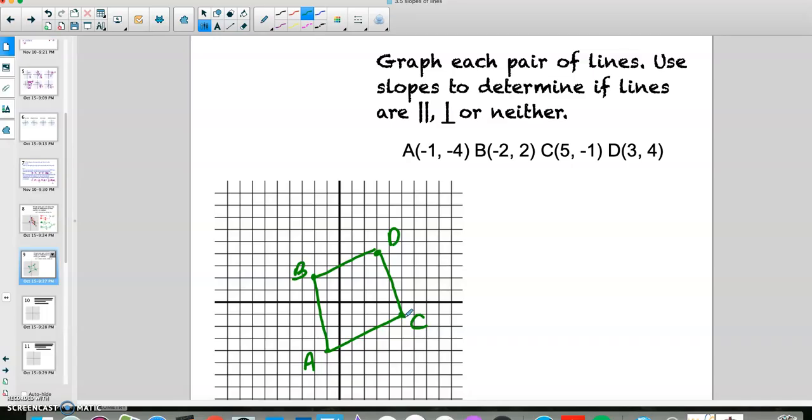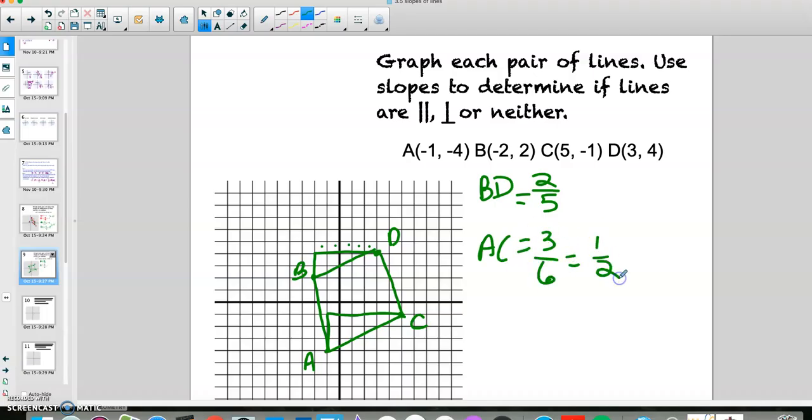I feel like one of my points is not right. Negative 5, or 5, negative 1, 3, 4, 2, negative 2. Okay, they're all right. All right, so let's go ahead and try BD first. Rise 2, run 5. Try AC, rise 3, 6, which is 1/2.